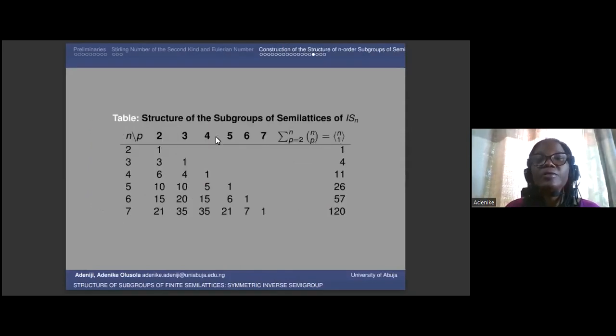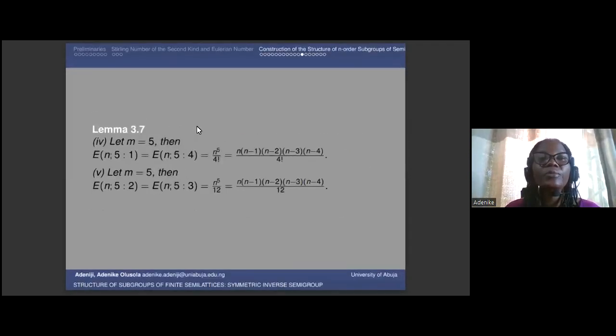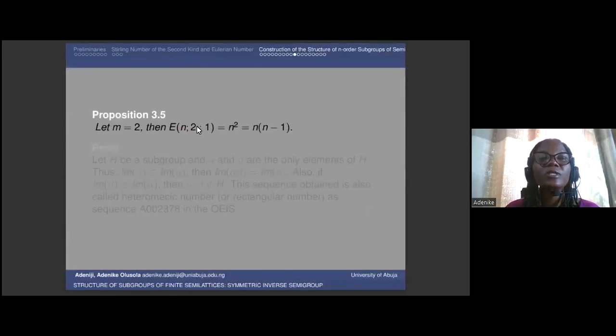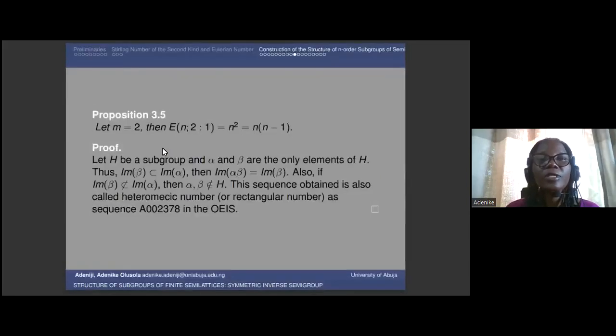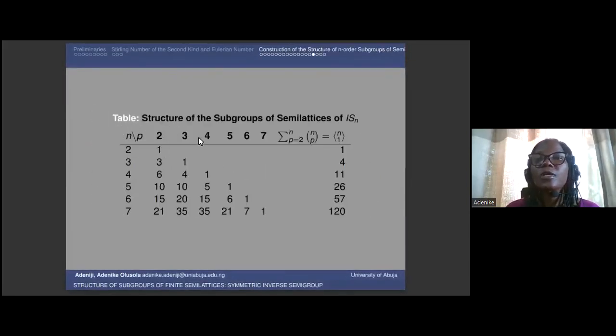And then we have the following from that theorem, the theorem that talks about the number of structures of the subgroup of the semilattices of symmetric inverse semigroup. So that table is talking about the number of structures, and this is it. And this is the Eulerian number when k is 1. So this is the Eulerian number, that's n choose p, as we can see here.